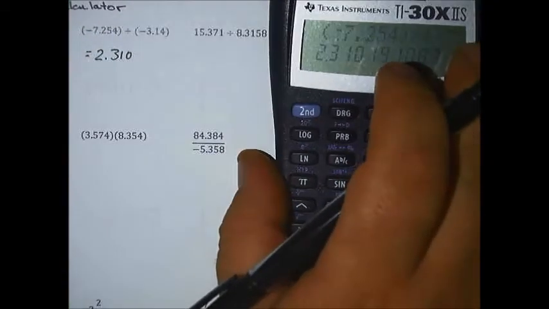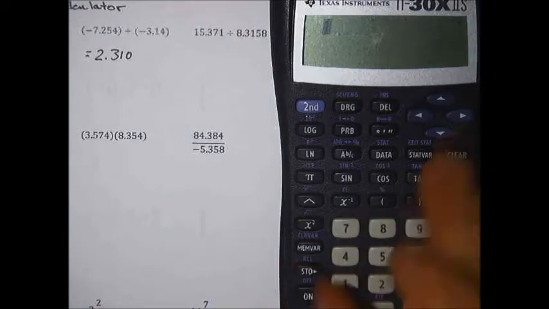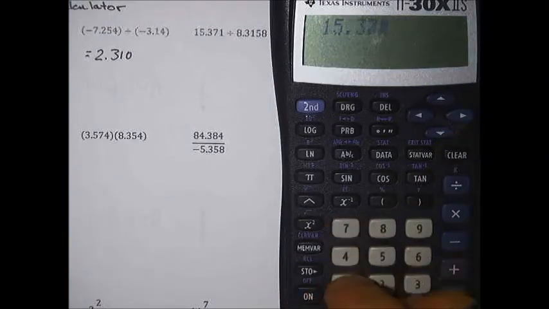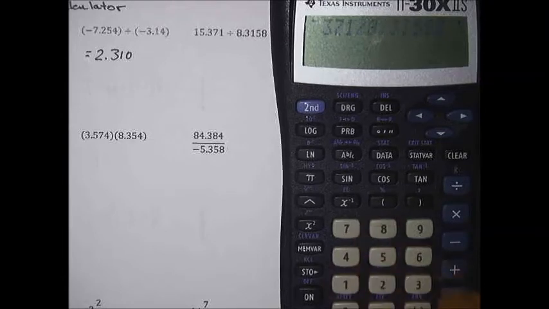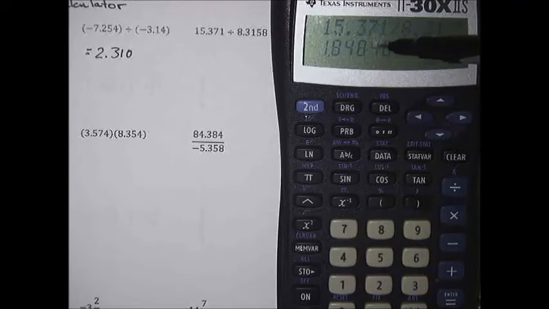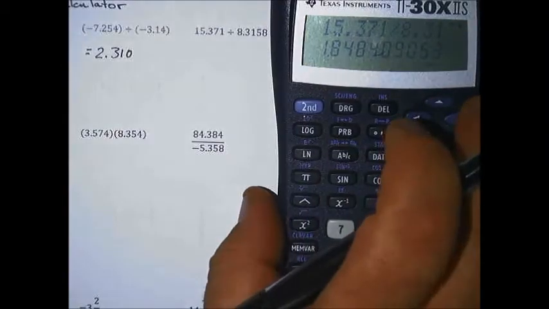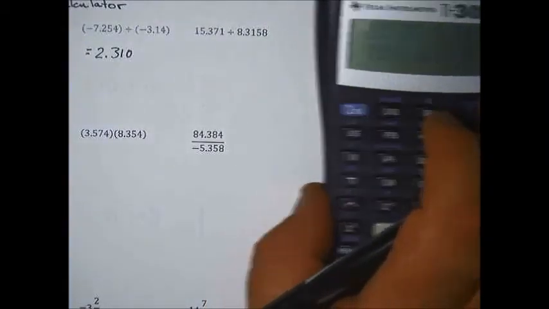Okay. Same thing with the next problem. No negatives here. They're both positive. I know my answer is going to be positive. Divided by 8.3158. I get 1.848489. So what I'm going to do is I'm going to look at the fourth one. 1, 2, 3, 4. 4 tells me to round the digit before it down, so I get 1.848.